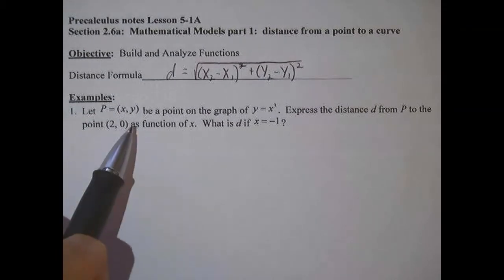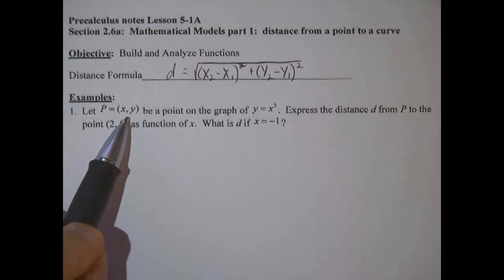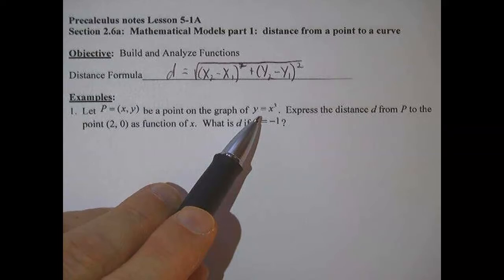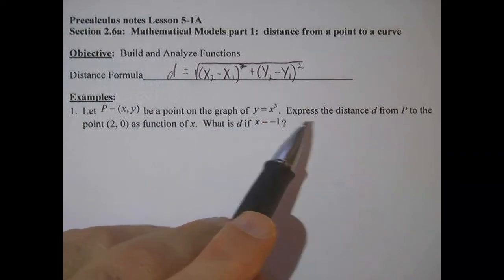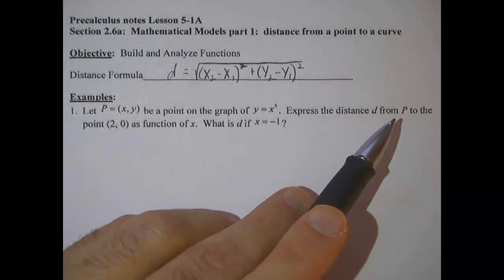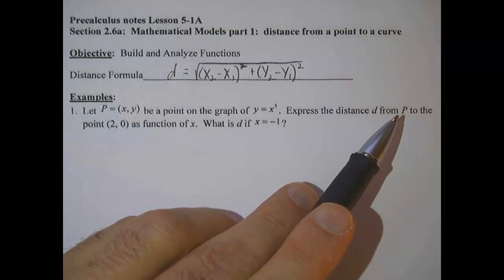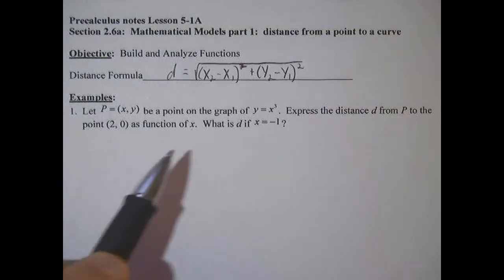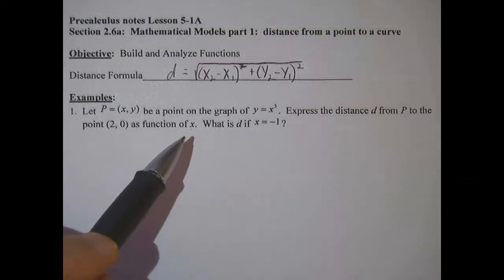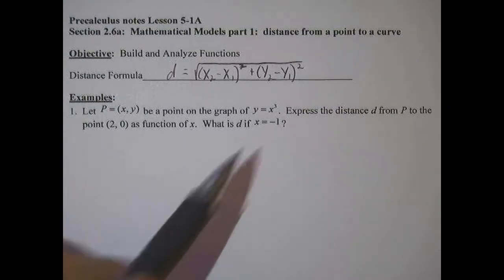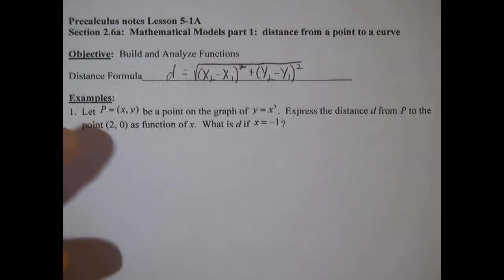So we have a point, we're going to call it a random x, y, which is a point on this curve. We're going to graph this curve in a second and just pick a spot and call it x, y. Okay, and we're going to express the distance d from that random point, which is really a variable point, to a fixed point, 2, 0. And we're going to describe that as a function of x, and then we're going to solve it for one value of x. We could solve it for any value once we have it.